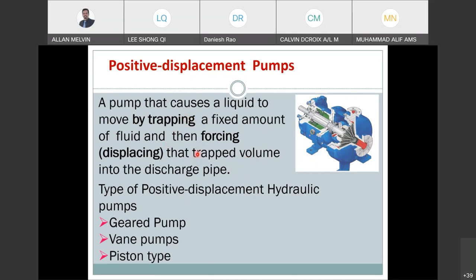So there are three types of positive displacement hydraulic pumps. One is a gear pump, another is a vane pump, and the third one is the piston type. Practically, the differences will be in the construction, the mechanism used inside. For a gear pump you are using gear, for a vane pump you are using vane, and for a piston pump you are using piston. So practically the mechanicals inside are different. Okay, so you will see.